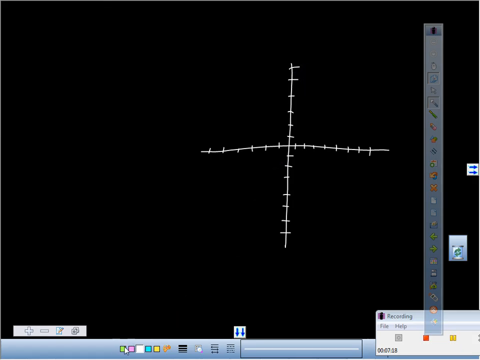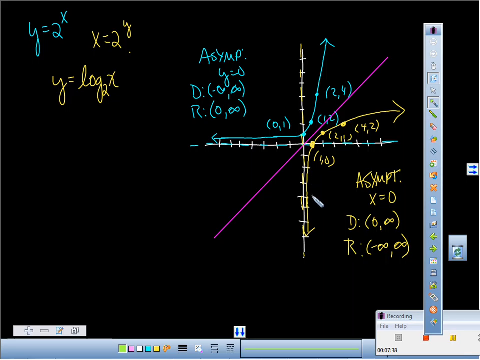Alright, so we're going to graph y is equal to log base 3 of x. I'm going to show you how I graph it. Do I know generally what that equation is going to look like? Yeah. I just graphed one over here. It's going to look something like this.